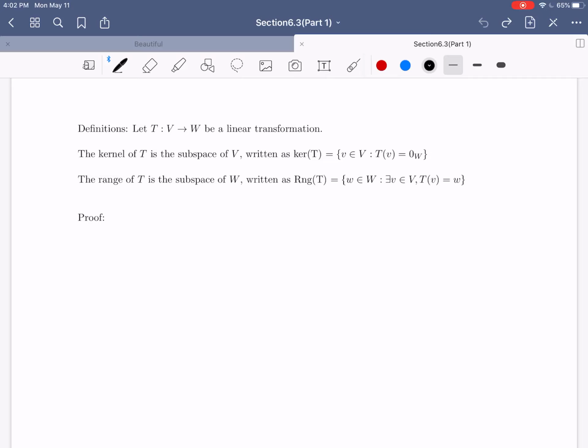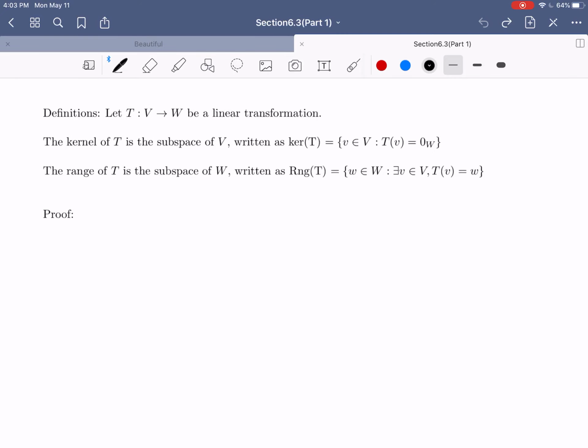Then we're going to talk about a very important theorem that relates the dimension of the kernel and the dimension of the range to the dimension of the domain of the linear transformation. We'll see that that theorem is actually an extension of an earlier theorem that we discussed, the rank nullity theorem. And then we'll look at some examples of understanding these new concepts of the kernel and range. So let's jump right into the definitions here.